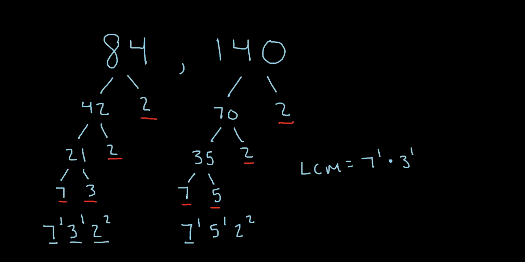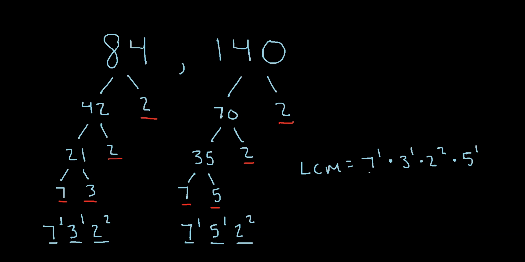And now we have a 2 squared, and over here we also have a 2 squared. So they're both equal, so we can choose either one, but only choose one. So we'll say 2 squared times 2 squared. And then lastly, we have this 5 to the first. There's only one 5, so we'll just choose this one, 5 to the first. So the least common multiple will be equal to 7 to the first times 3 to the first times 2 squared times 5.